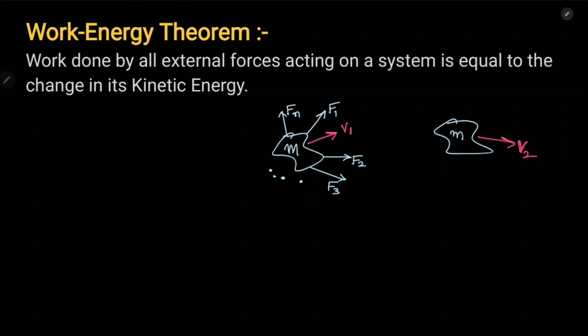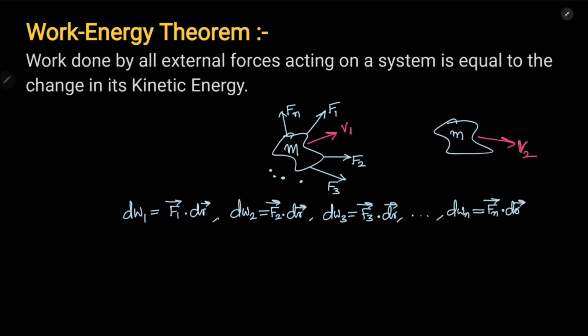Consider a very small displacement dr bar, infinitesimally small. For that small displacement, dW1, the work done by the first force, is F1 bar dot dr bar. Work done by the second force is F2 bar dot dr bar. The third force is similar, and so on. Work done by the nth force is Fn bar dot dr bar. This is the work done for a very small displacement.